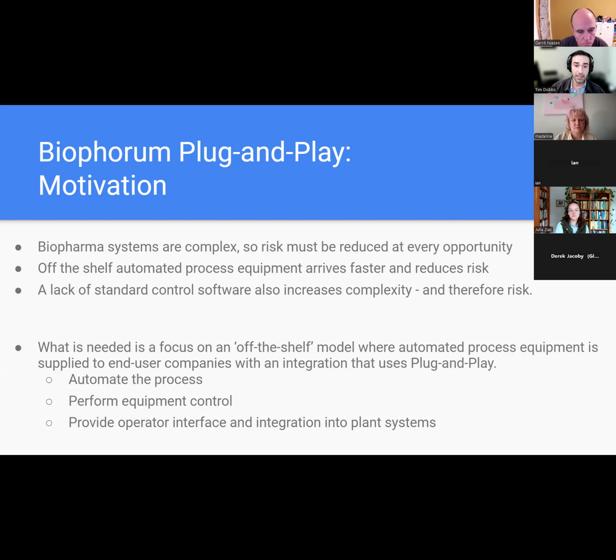So we want to figure out a way to get an off-the-shelf model where we can buy automation tools and integrate them in a way that is like Legos. I just plug them together, and they call this plug and play. The kinds of software that they want are at multiple layers. They want to be able to automate their process, but also directly control, like, how open should this valve be? So there's an electrical signal going onto a wire. And they want to provide operator interfaces, so now there's a UI on top of everything else. And they would like all of this to just click together.